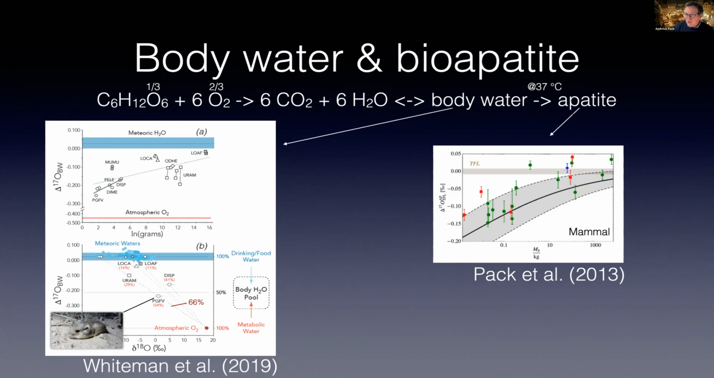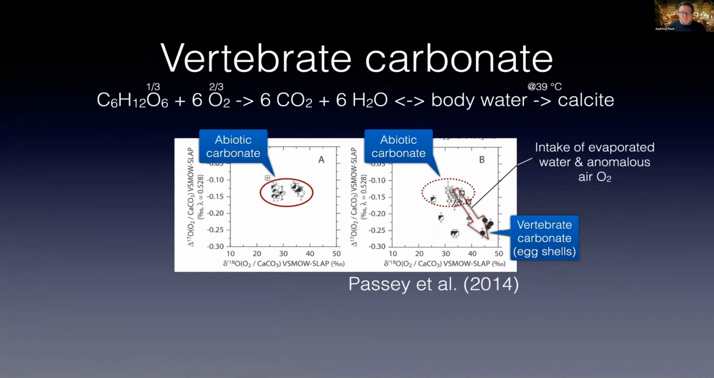A similar observation was made earlier in a paper that we published in 2013, where we have the cap delta 17 plotted versus body mass, and we can see a broad relationship between body mass and cap delta 17 of the apatite. So we analyzed the bioapatite of bones and teeth, and here you can also see the anomaly. So fossil bones and teeth would carry the signal of the isotope anomaly of air oxygen. And the same is true for carbonates.